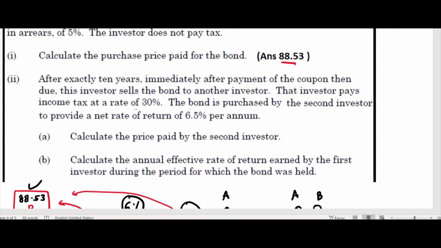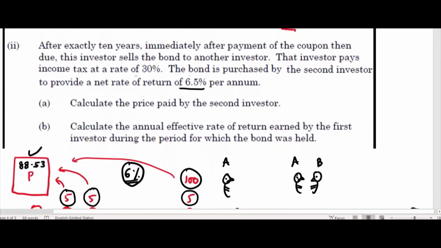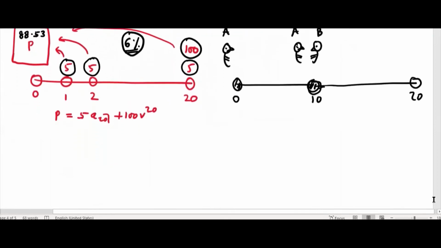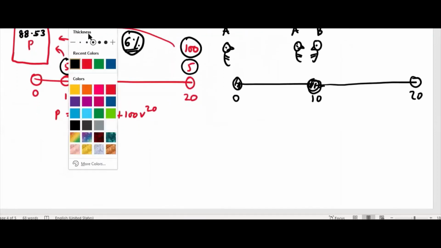After exactly 10 years, immediately after the payment of the coupon, the investor sells the bond to another investor B. That investor pays income tax at a rate of 30% and a net return of 6.5%. So you are not paying income tax, but that guy is paying income tax. Okay, now we'll separately see both.